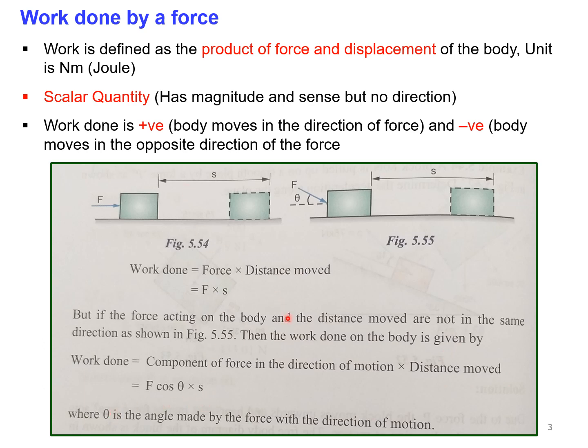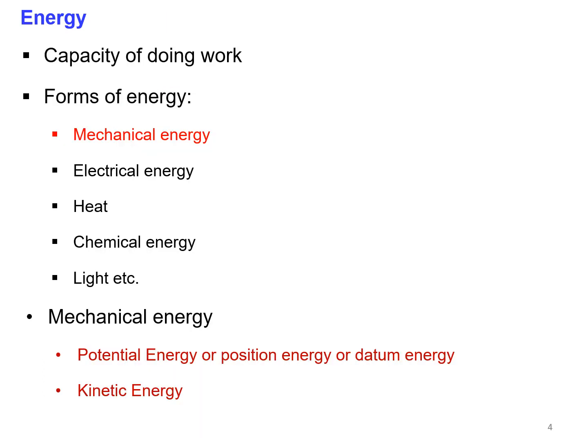The work done can be taken either positive or negative. If the body moves in the direction of the force, then the work done will be taken as positive. If the body moves in the opposite direction of the force, then the work done will be taken as negative. And the work done is a scalar quantity, because it has a magnitude and sense, but it has no direction. Therefore, the work done is a scalar quantity.